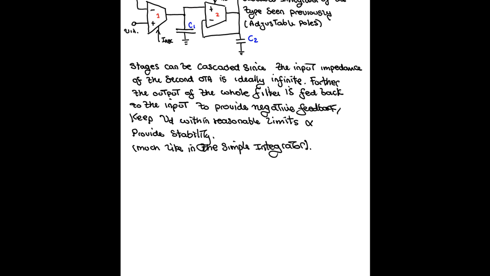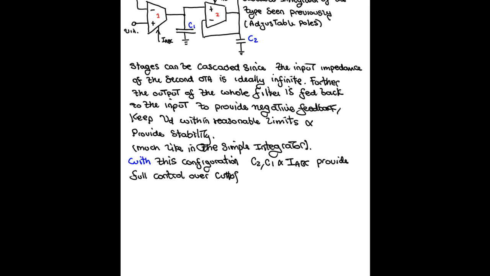Another important thing to note is that with this configuration, C2, C1, and IABC provide full control over the cutoff frequency and the quality factor.